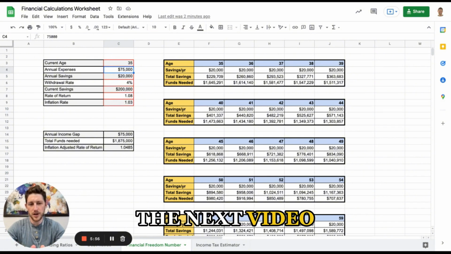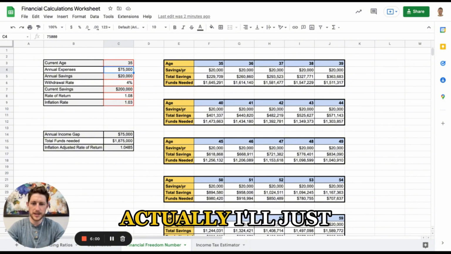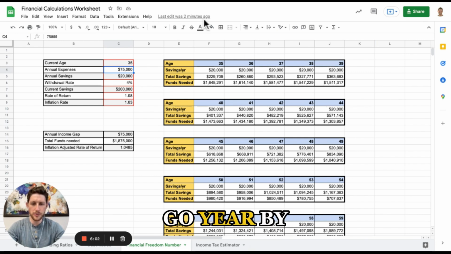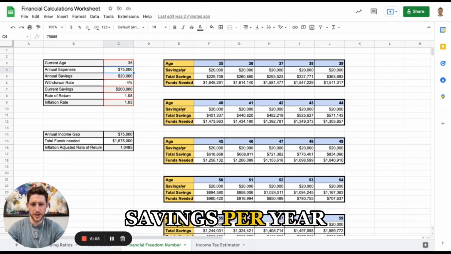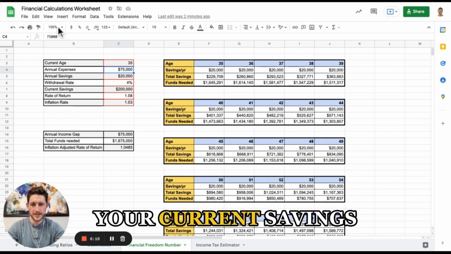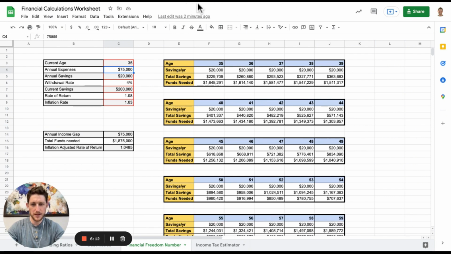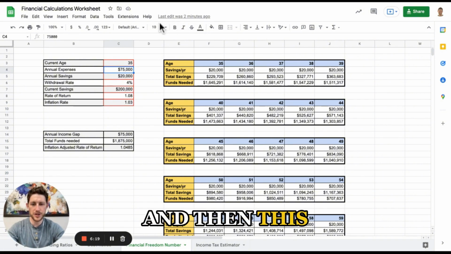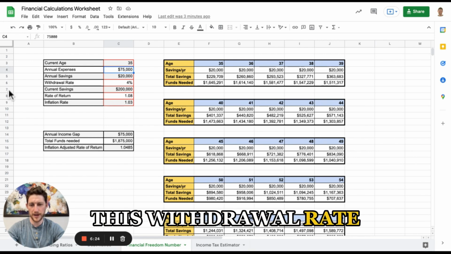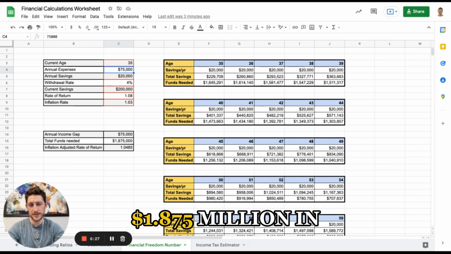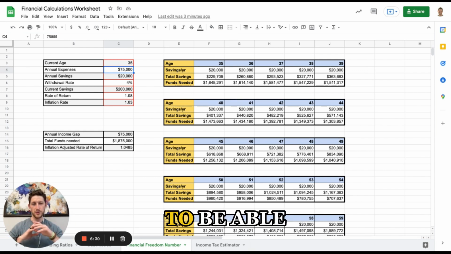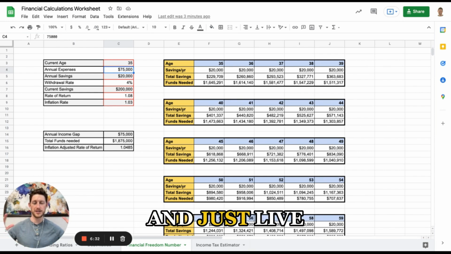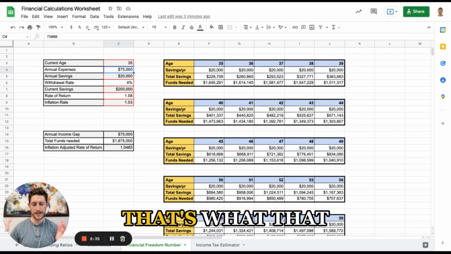In the next video, so I'm going to leave that here really quick. Actually, I'll just explain this. So as you go year by year, okay, this is your savings per year that's added in here, your total savings. So this is your current savings, year by year, plus the new savings each year, plus the rate of return. And then this shows your funds needed. So based on these expenses and this withdrawal rate, you're going to need $1,875,000 in your portfolio to be able to stop working and just live on your wealth. That's what that equation means.